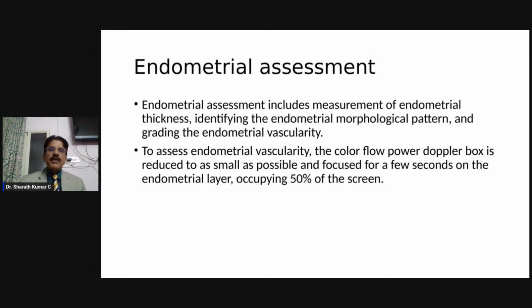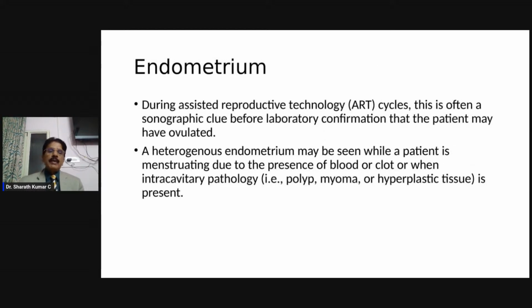Assessment of the endometrium includes measurement of the endometrial thickness, identifying the endometrial morphological pattern, and grading the endometrial vascularity. To assess the endometrial vascularity, color flow power Doppler is required, and you can measure the endometrial flow for a few seconds on the endometrial layer occupying 50% of the screen. During assisted reproductive technology, that is ART cycles, that is IVF cycles, it is often a sonographic clue before laboratory confirmation that the patient may be ovulating.